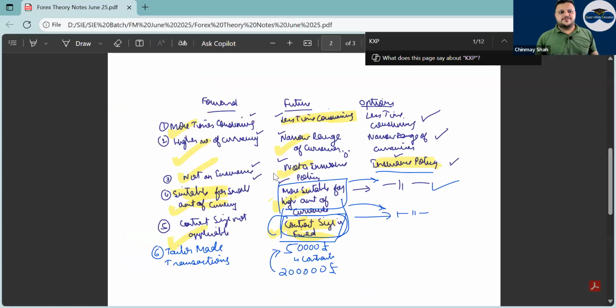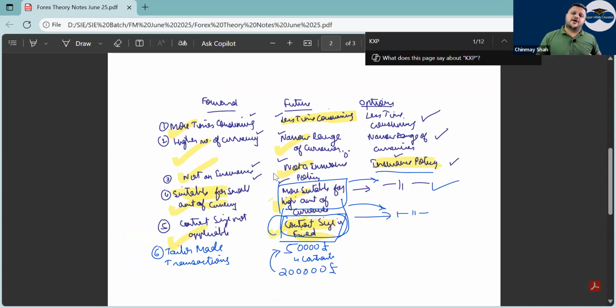Forward, future and options के बीच में difference. Forwards are more time consuming, futures are less time consuming, options are less time consuming. Because in forward, generally you go to the bank, you give the invoice, do the calculation, come back with the forward rate, right? So it is time consuming. But future is on the stock exchange. Options are generally on the stock exchange.